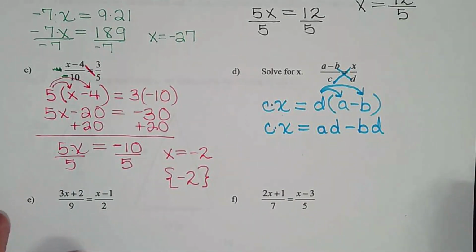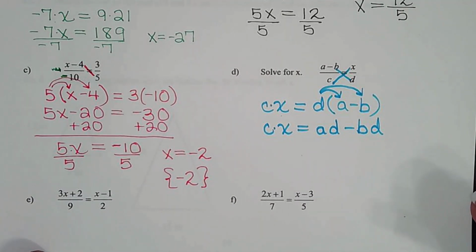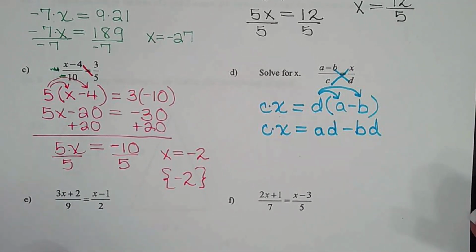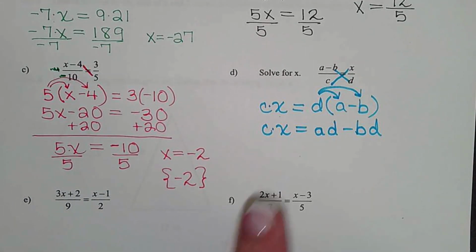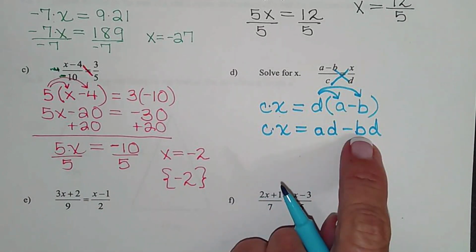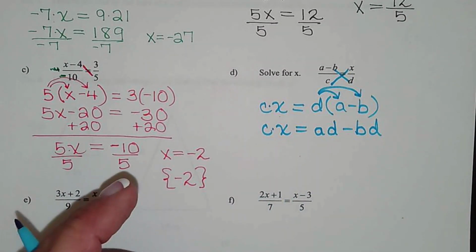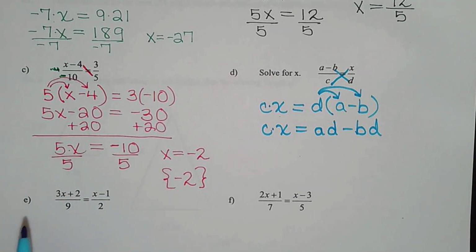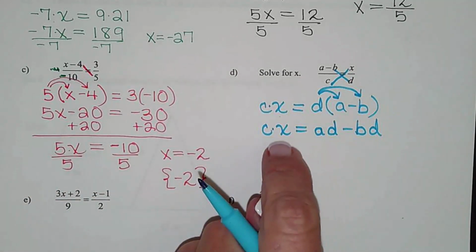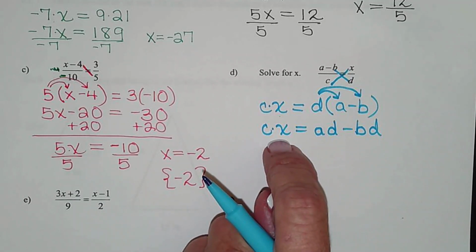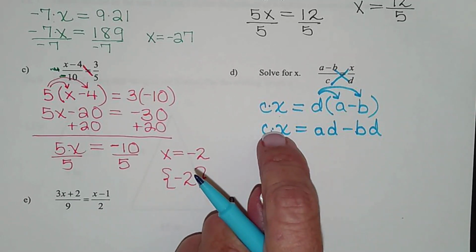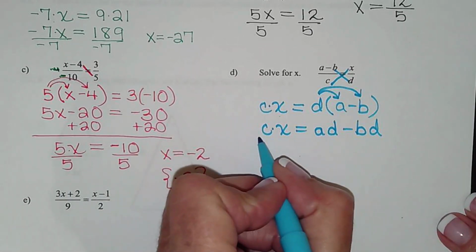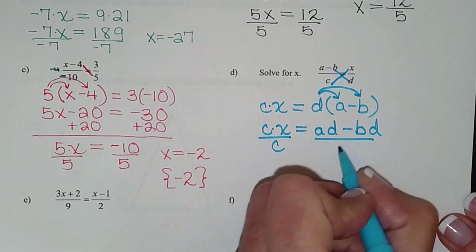And I don't think they're real picky about the order of letters, but later on they will be. So just make it a practice. Always write your letters alphabetically. So A comes before D, B comes before D. And then I'm only one step away, because solve for X means get X alone. Well, it's one step to get X alone. The opposite of times C, divide by C.